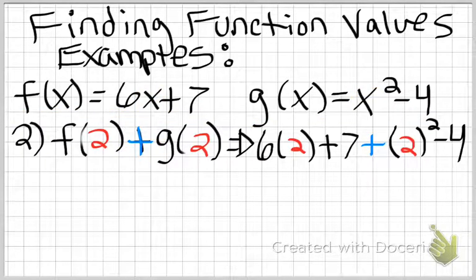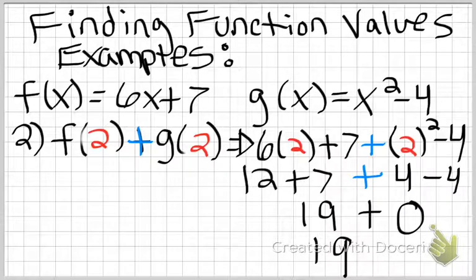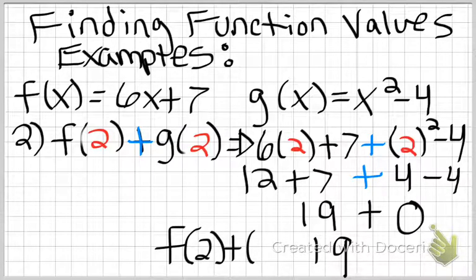So it should look something like this, where I took function f right here, and I plugged in 2 for x. Then I took function g and plugged in 2 for x as well. Now just use the order of operations, simplify, and combine everything you can. On the left side, we have 12 plus 7, which equals 19. And then on the right side, the g, we have 4 minus 4, which becomes 0. So 19 plus 0, well, that's just 19. So that tells us f of 2 plus g of 2 equals 19. That would be our final answer.